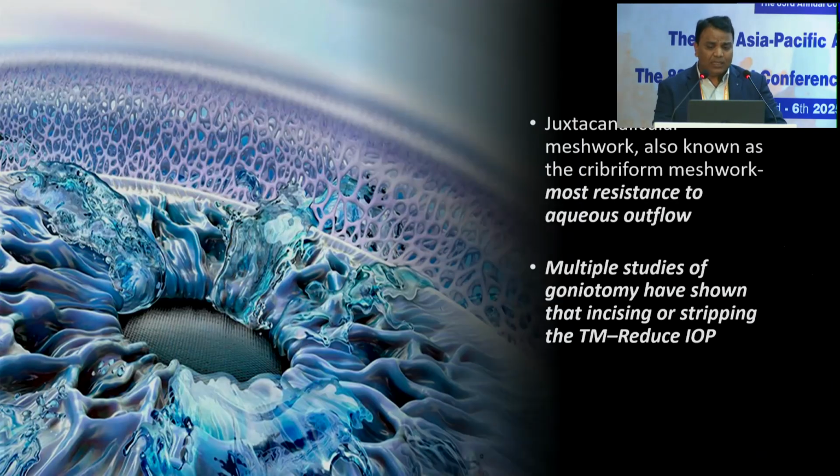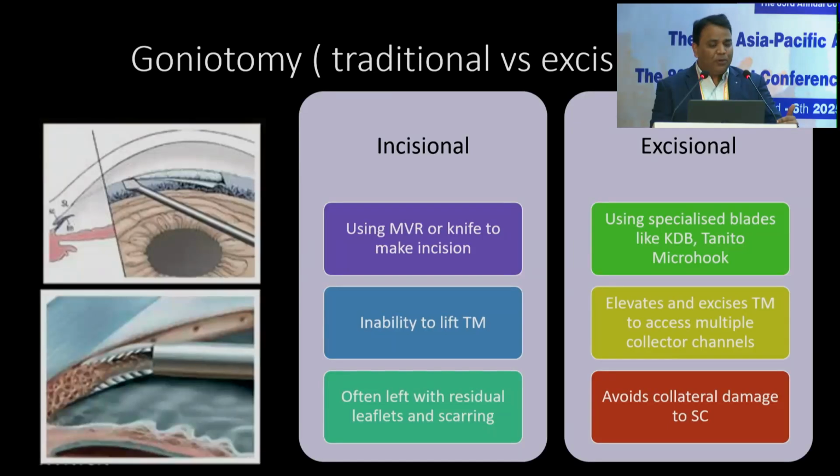No financial disclosure. As we all know, whatever kind of goniotomy you do, either sectoral, or 120 degrees, or you excise the trabecular meshwork for 360 degrees, once you reduce the resistance of the TM, definitely your IOP is going to come down. But the only problem is that with the goniotomy we did in the olden era, we just incised it. With the newer goniotomies, either KDB or Tanito or other goniotomies, we elevate the TM and excise part of the TM. That's why there's no leaflet and less chance of fibrosis. That is why we are getting much better results with the newer goniotomy.